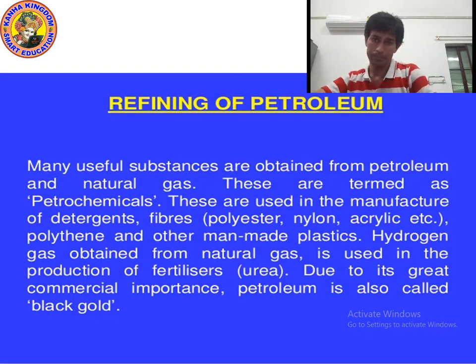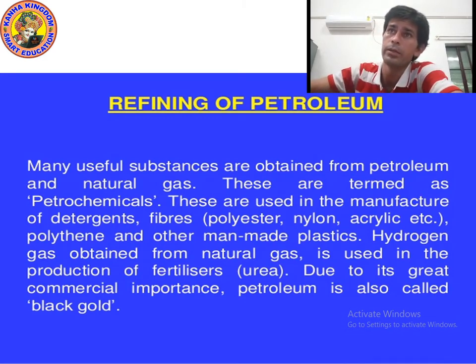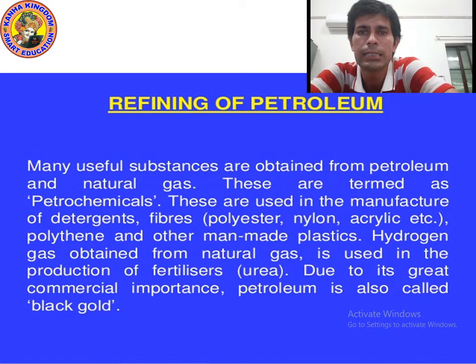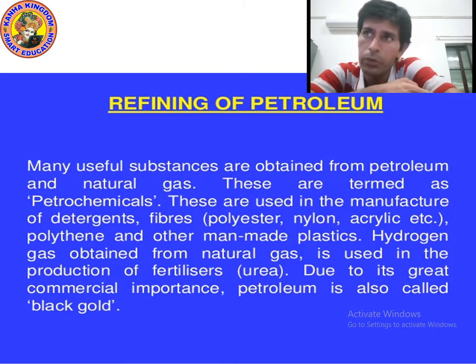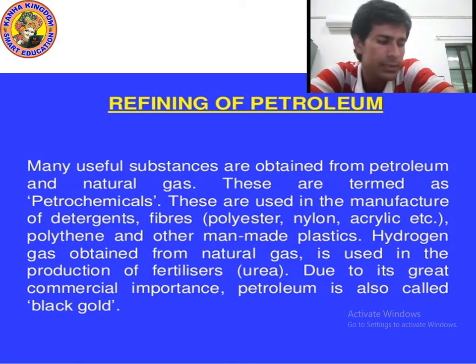Okay, now next point. Kids, in refining of petroleum, many useful substances are obtained from petroleum and natural gas. Am I right? These are termed as petrochemicals. Remember kids, what is the meaning of petrochemical? The useful substances which we get from petroleum and natural gas are known as petrochemicals.